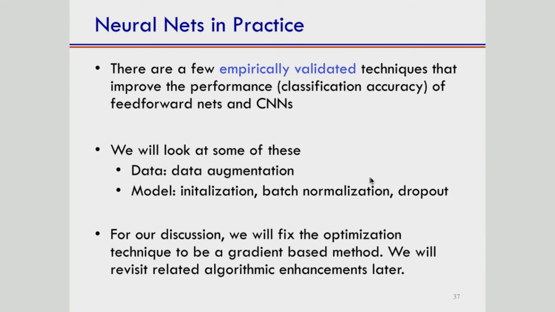So there are some empirically validated techniques which are popular now, and I can't guarantee that they'll be popular in the future. So it's something to learn for now, which are good for training CNNs, feedforward networks, as well as other much richer architectures. And they address 2 aspects of our classification pipeline, right? Data and models.